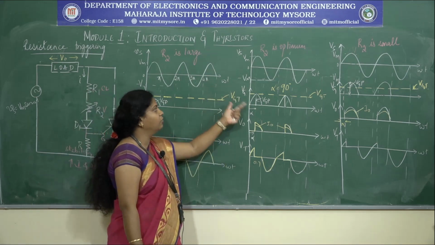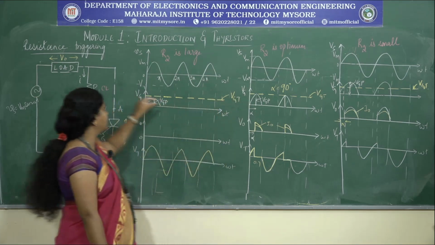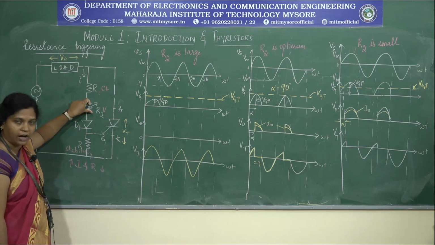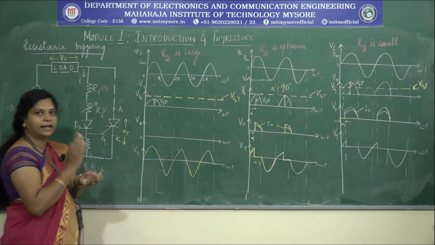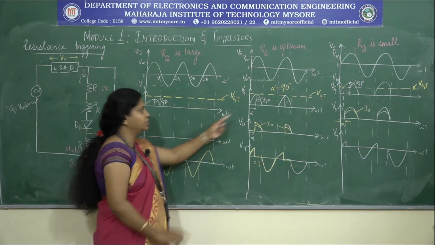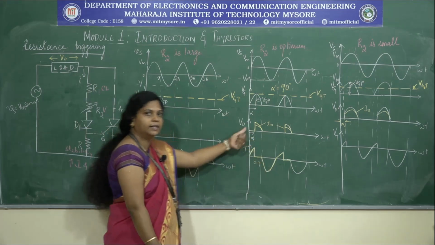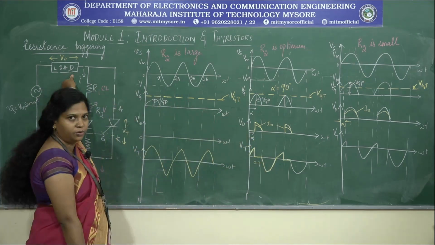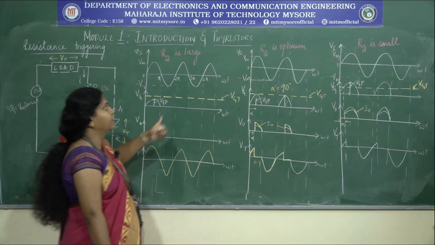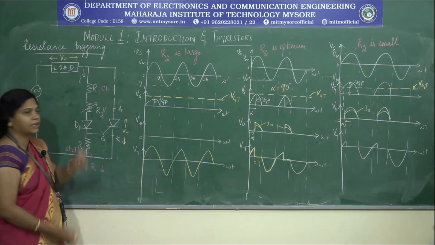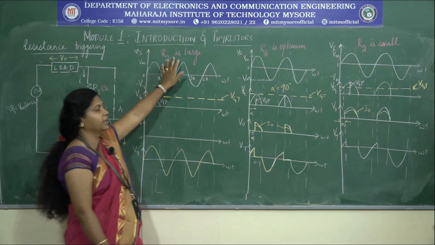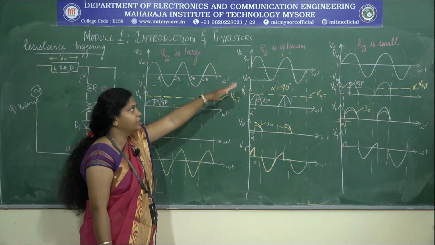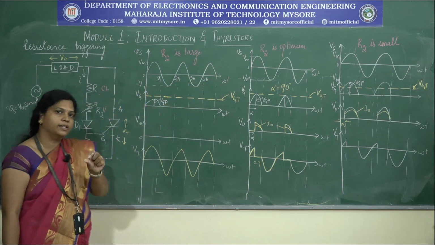So, this is how, at alpha equal to 90 degree, for some optimum value of the R2 resistor, we are going to turn on the thyristor, and in turn we are going to have an output voltage. Okay. Now, we have to consider all three cases, we will consider the first one: R2 is large, R2 is optimum and R2 is very small.